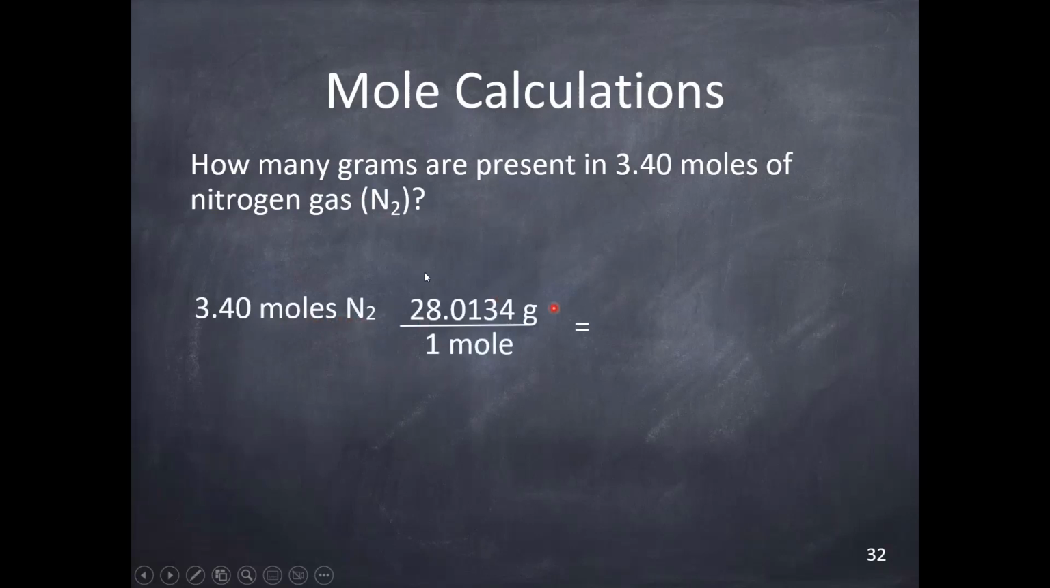So when we use our conversion factor, we want moles to be on the bottom. And that's why we've got grams on top here. Moles will cancel, and we'll just be left with the number of grams we'd actually have if we had 3.4 moles of nitrogen. But again, 3 sig figs should have 3 sig figs. So we're going to round this to 95.2 grams there.